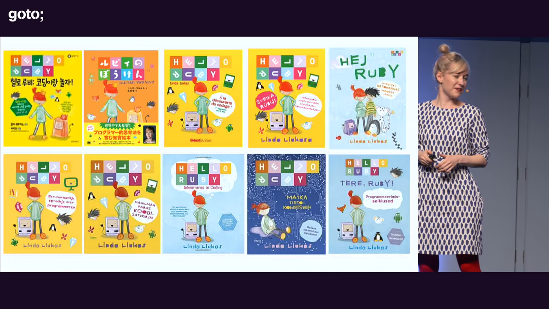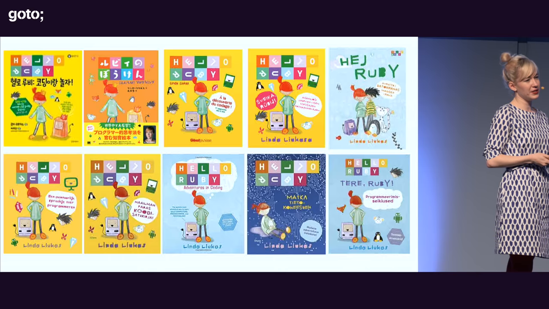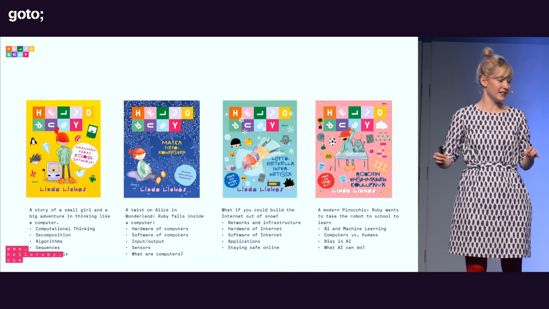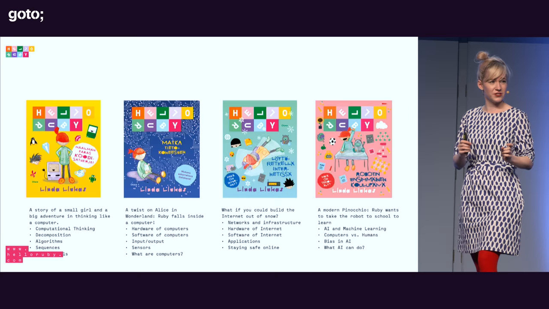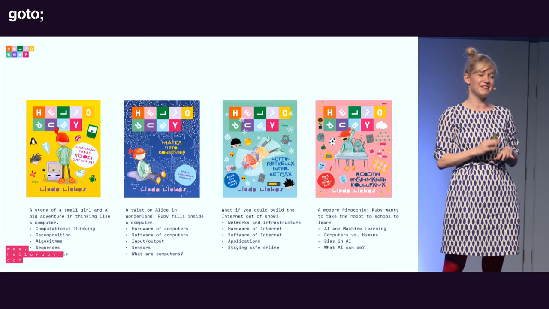So I set out to do this, and today the Hello Ruby books have been translated into over 25 different languages. And actually, rather than only speaking about coding, I've started to teach computer science for the smallest ones of us. So everything from a book about computational thinking to how computers work, to how computers talk to each other, so what is the internet about? And finally, the newest book is about machine learning and how computers are changing our society, all for kids between 5 and 9 years old.